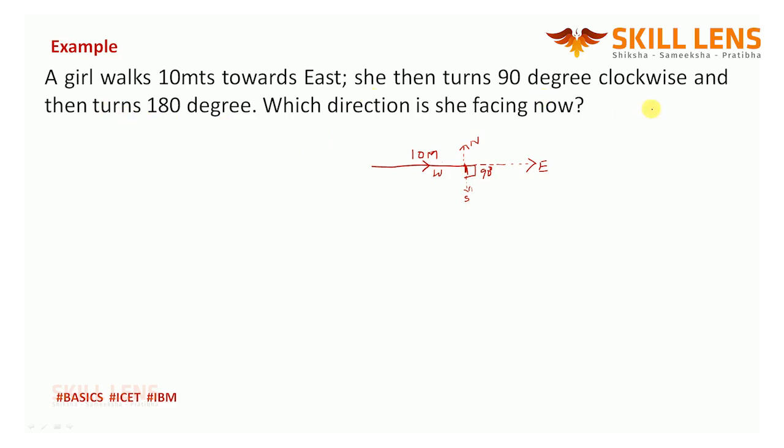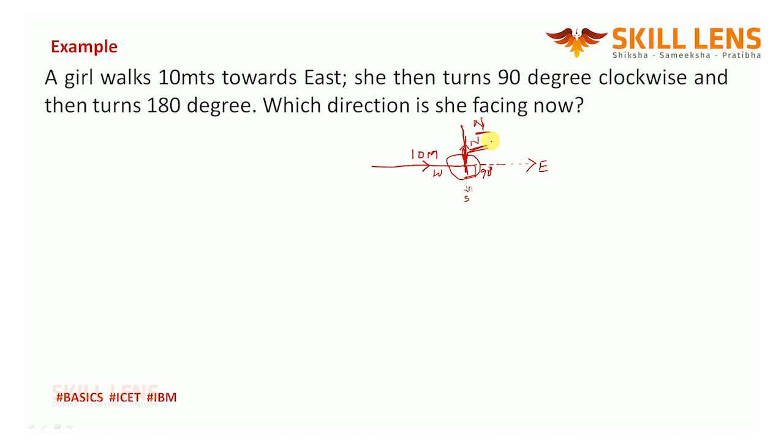Now what happened? She turns 180 degrees. Guys, from here, 180 degrees means this one, whether it is clockwise or anti-clockwise. That is exactly opposite to her, which means now she is facing this direction. So this direction is what? North. What is your question? What is the direction she is facing now? North. To the north she is facing.